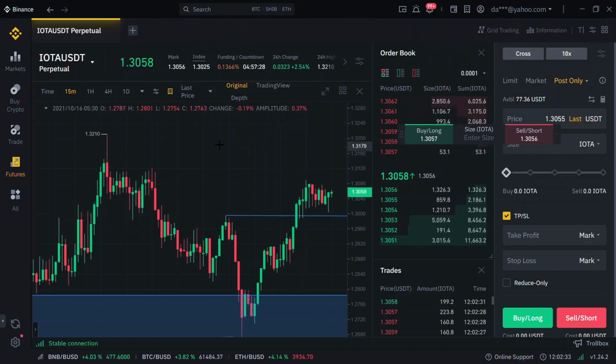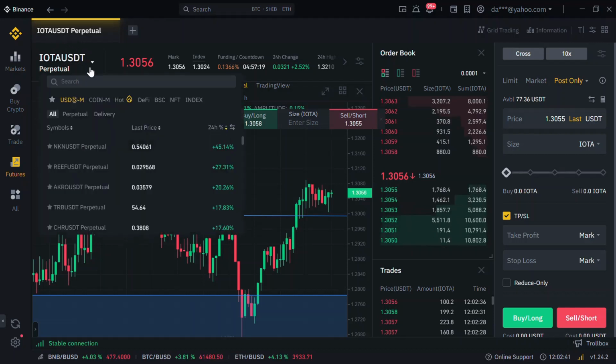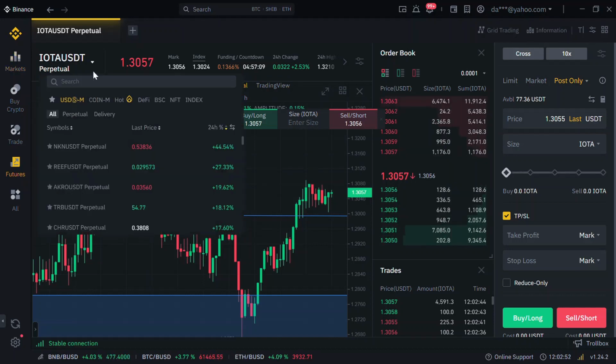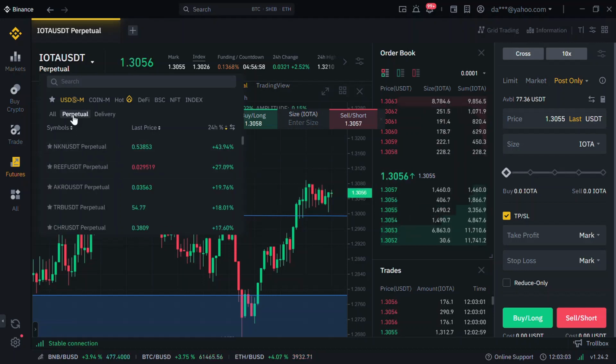Okay, so the first thing you need to know is that here we have the cryptocurrencies. We have perpetual here. These are perpetual contracts. The thing about futures is that we have quarterly contracts, which are contracts that expire, like delivery here. Then we have perpetual contracts, that is, contracts that you can keep open forever. They don't get closed unless you close them, or maybe you get liquidated.